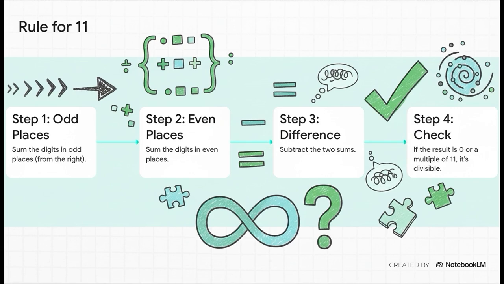Starting from the right, you add up every other digit to get one sum. Then you add up the digits you skipped to get a second sum. Finally, just subtract those two totals. If your answer is 0 or any number in the 11 times table, then the original number is divisible by 11.